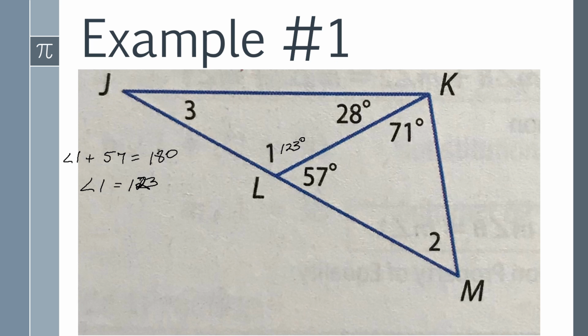Okay, now figuring out angle 2, I'm going to use exterior angle theorem, and I'm going to say that angle 2 plus 71 equals 123. So using some basic algebra here, 123 minus 71 gives me 52.